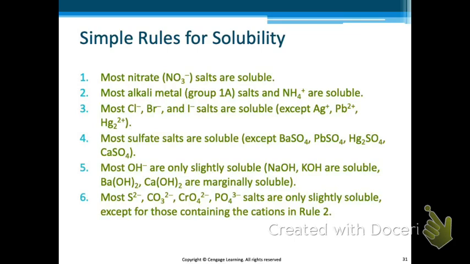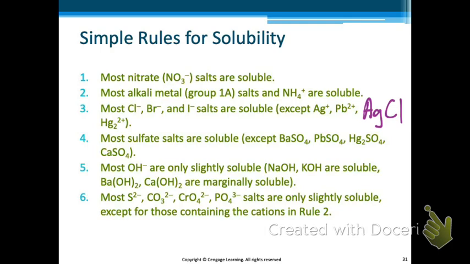Okay? Most chloride, bromide, and iodide salts are soluble, except if they're bonded with silver or lead or mercury. Do you see how the exceptions work? So if I had, for example, this formula, AgCl, would it be soluble or not? No, because we said most chlorides are soluble, but this is the exception. It's bonded with silver. Okay, so you have to know how to be able to read your solubility rules here.